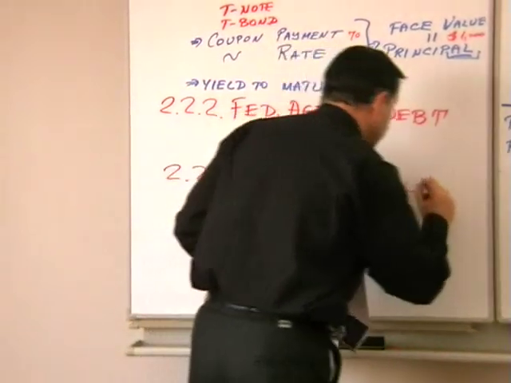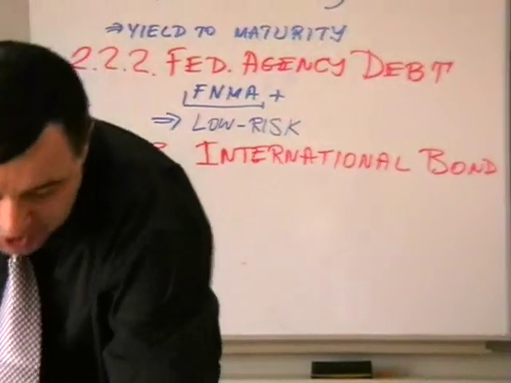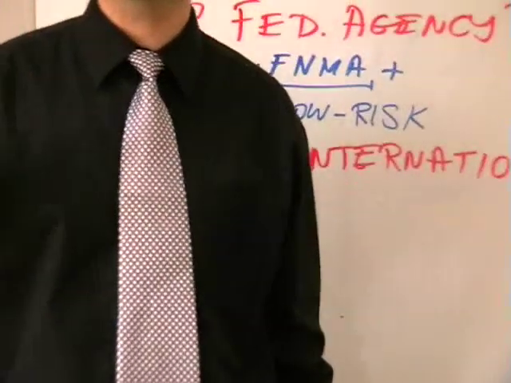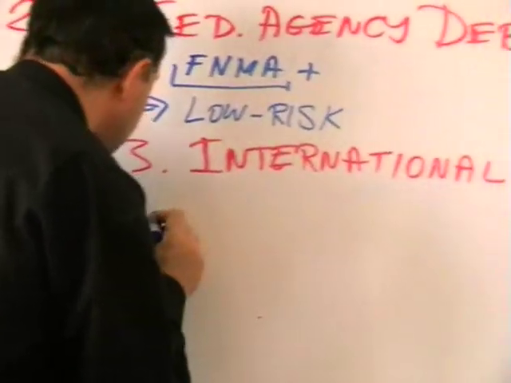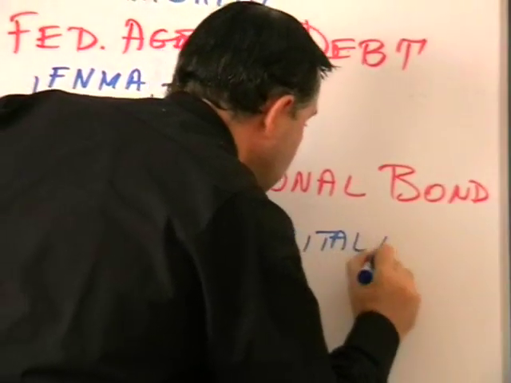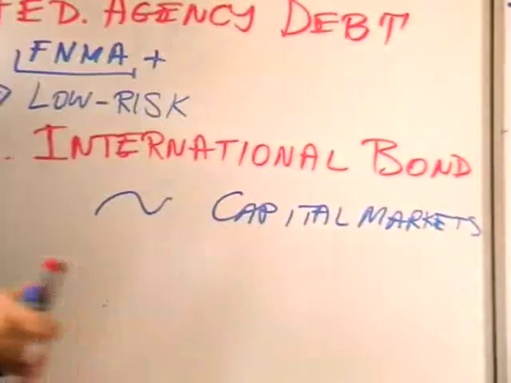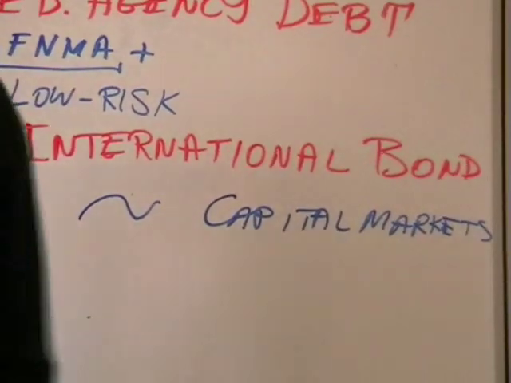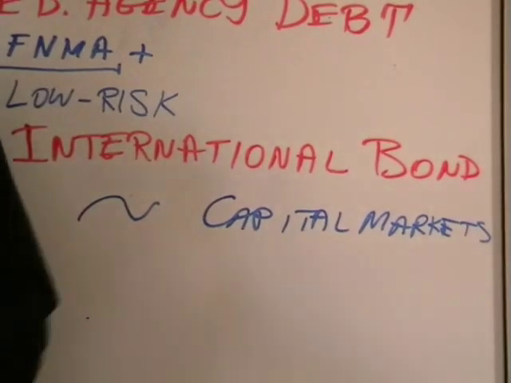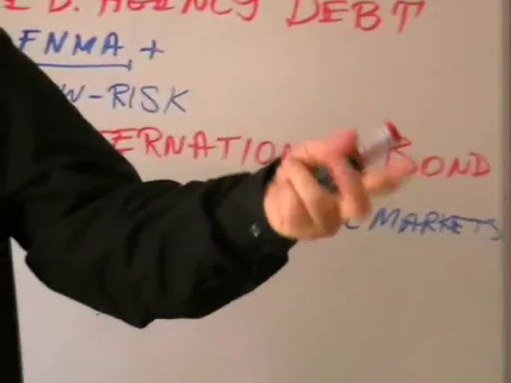International, yes, bonds, because we're looking at the bond market. Alright, so international bonds, well, these are bonds which are issued on the so-called international capital markets. An example would be a Bulgarian bank going on the London market and borrowing in British pounds, or going on some European market and borrowing in euro.